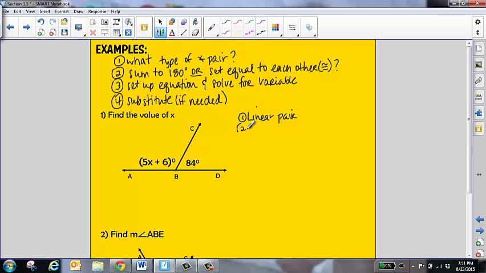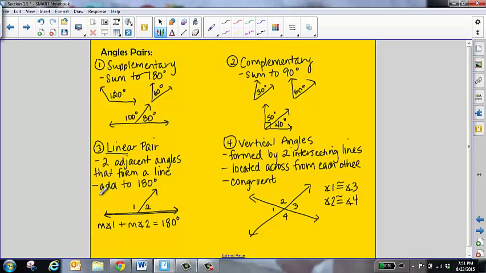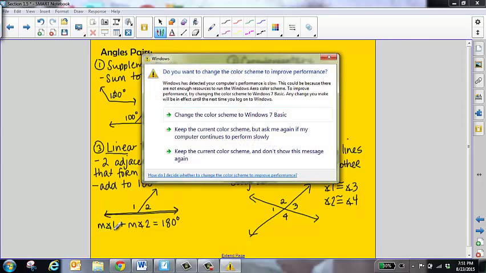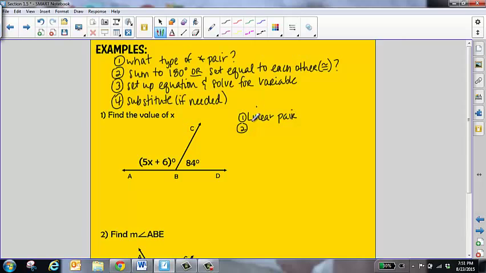So then what does that mean? Go to question 2. Does that mean we're going to sum our angles to 180 degrees, or are we going to set them equal to each other? So if we go back to a linear pair, it says a linear pair adds to 180. The measure of angle 1 plus the measure of angle 2 equals 180. I don't know what keeps popping up, you guys, I'm sorry. So if we sum those two angles together, it should equal 180. So that's what we're going to do. We need to sum our angles to 180 degrees.